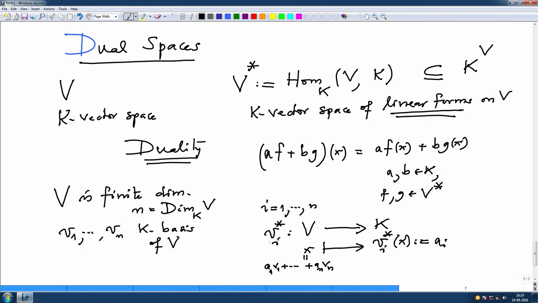So these are called coordinate functions, and we have checked that they are linear forms on V. That means all these are elements of the V star vector space. And now it is very easy to check that the vi star form a basis of V star, and that will be called a dual basis. So this we will do after the break.